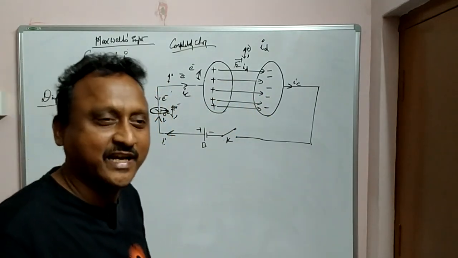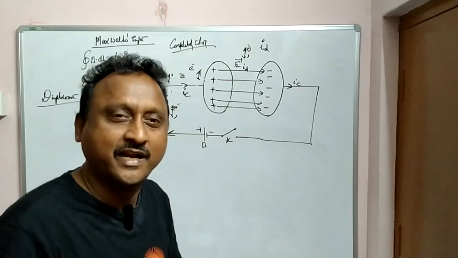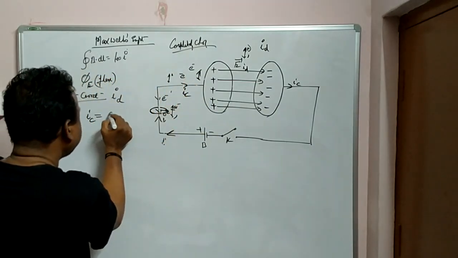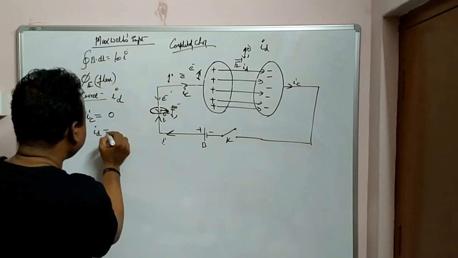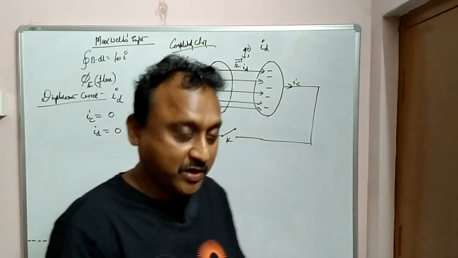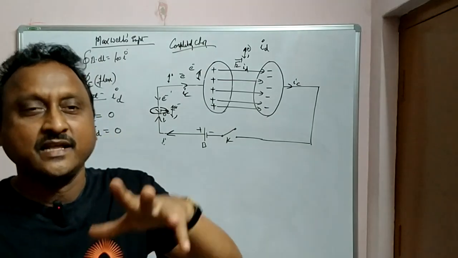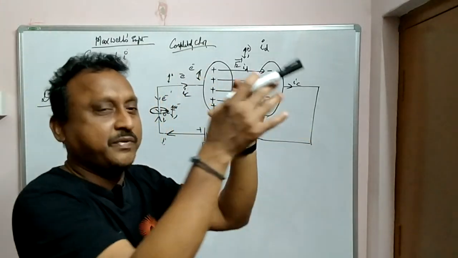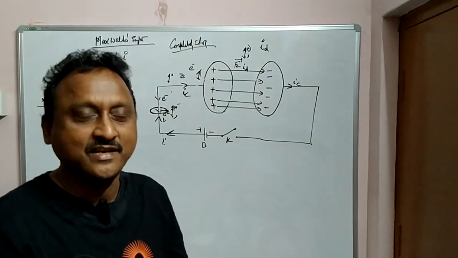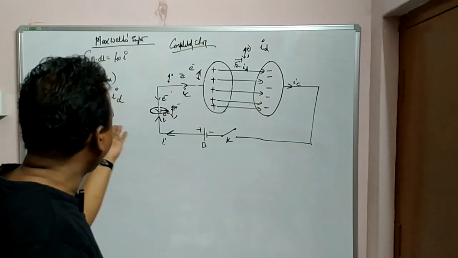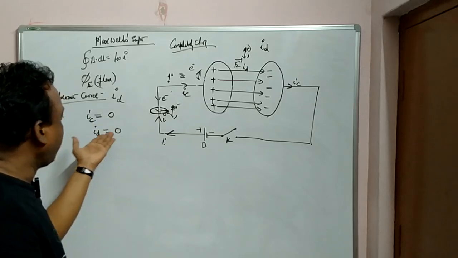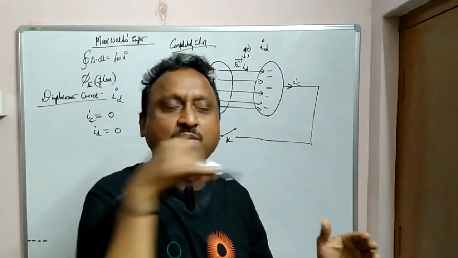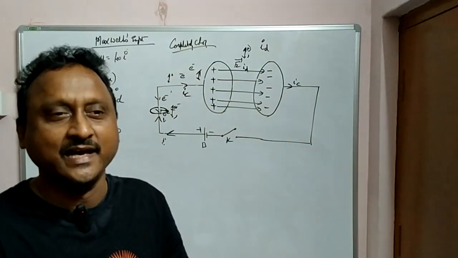No more change in field. When there is no change in field, there is no flux, there is no displacement current. Therefore, IC is equal to 0, ID is also 0. Why? Because according to Maxwell's experiment, there should be continuous change in electrical flux. Because the plates are completely charged, there is no change. When there is no change in electrical flux, no current. So IC is equal to 0, ID is equal to 0 when plates are completely charged. When it is flowing only, IC and ID will be there.